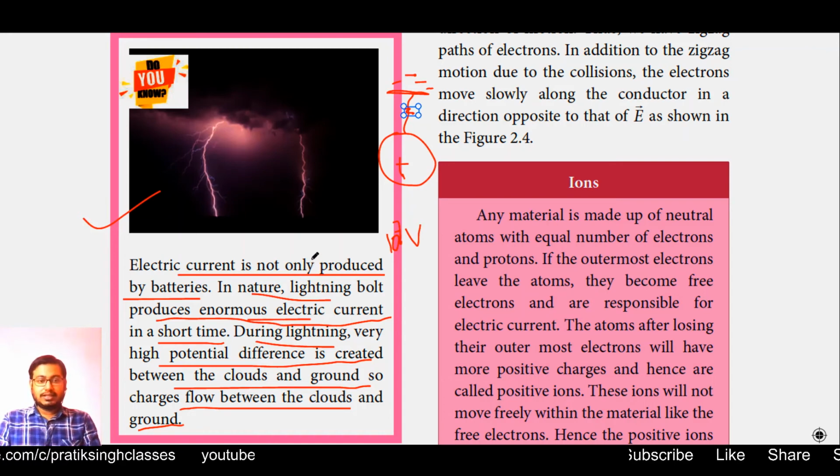So in this video we have seen what the direction of current is, what the direction of flow of charges is, and what the meaning of conventional current is. In the next video we will see something new which is more related and more interesting about it.